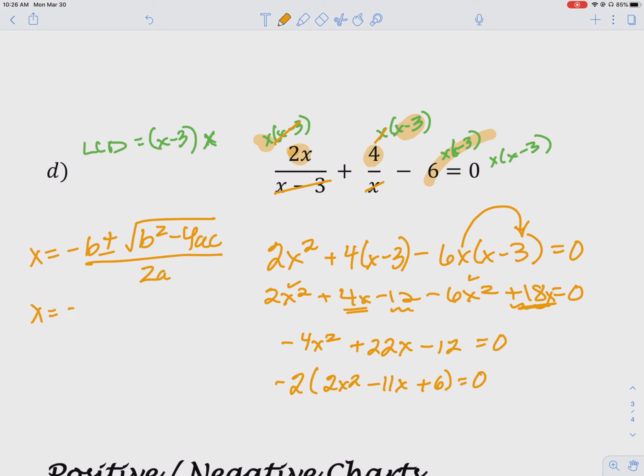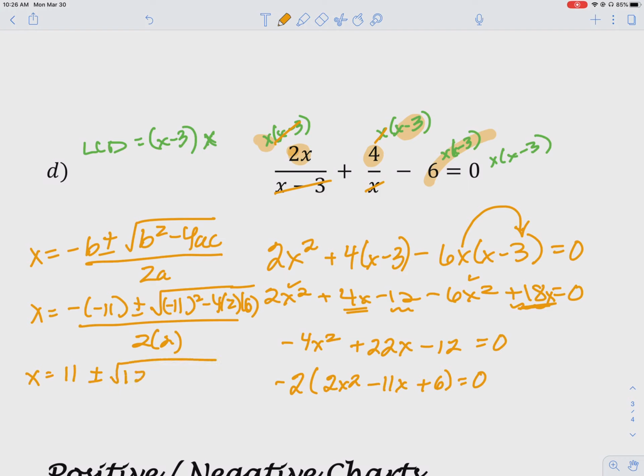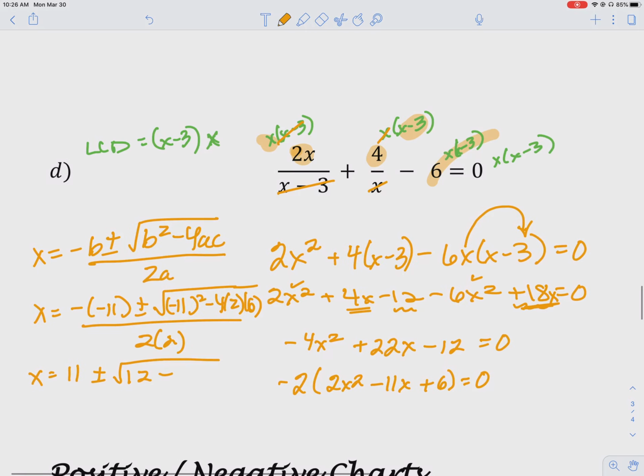All right, so now we're going to plug it in. Negative b plus or minus the square root of b squared minus 4ac. I'm starting to run out of space, aren't I? Okay, all over 2a. So we wind up with 11 plus or minus the square root of 121 minus, what's that, 8 times 6, 48. 121 minus 48, all over 4. So that's 11 plus or minus the square root of 73 all over 4.